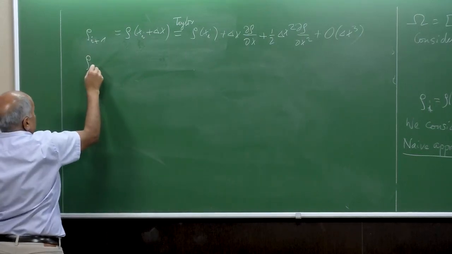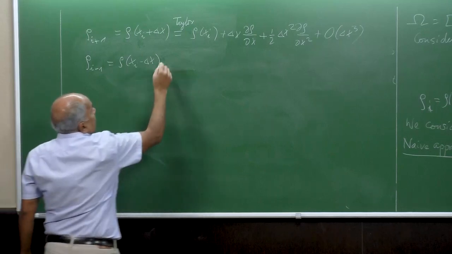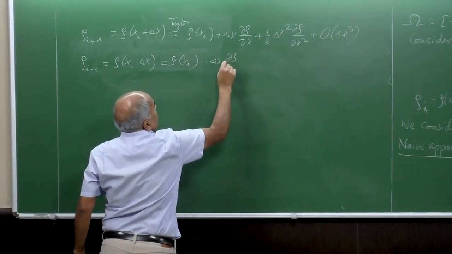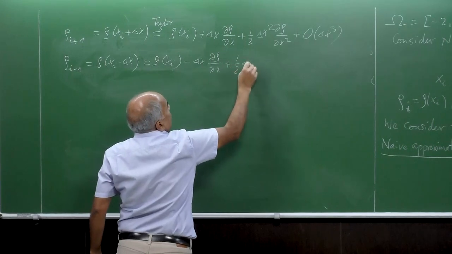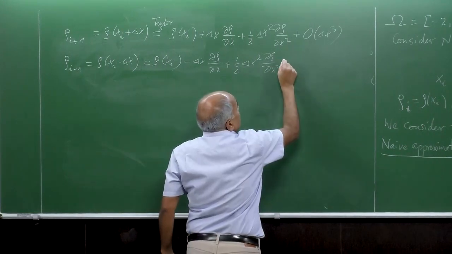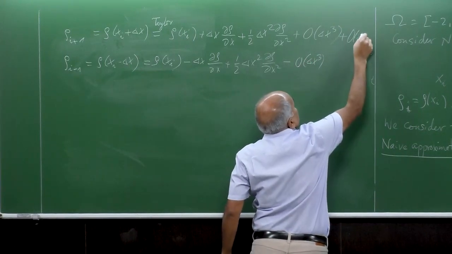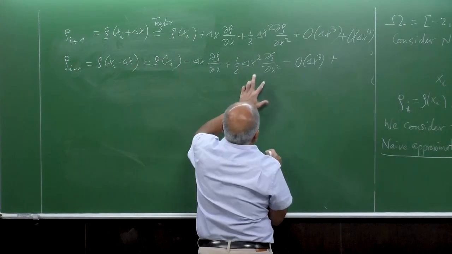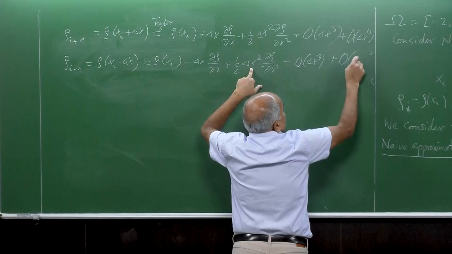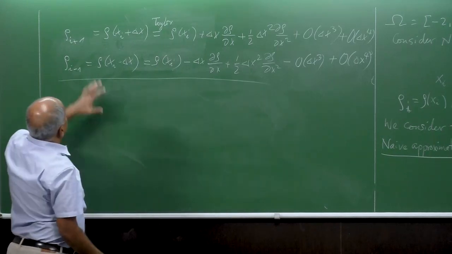If you take another one, rho I minus 1 is rho of xi minus delta x, again Taylor: now it is minus delta x del rho by del x plus half delta x square del rho by del x square, now it will be minus order of delta x cube. Then here we have plus order of delta x to the power 4. Since it is an even index, it will be plus here. Now when you subtract, what do we get?